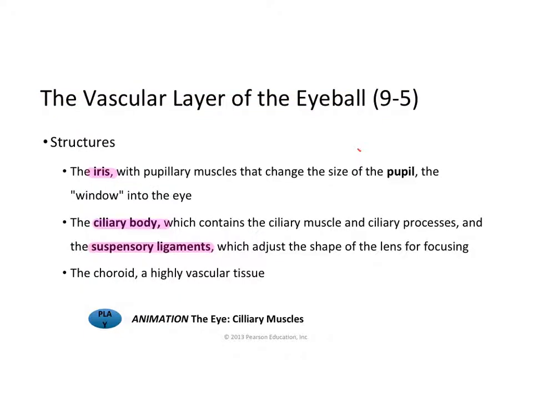The vascular eyeball has some structures we need to know about. Number one is the iris. The iris has the pupillary muscles that change the size of the pupil, the window to the eye. Then the ciliary body, which contains the ciliary muscle and the ciliary processes, and the suspensory ligaments, which adjust the shape of the lens for focusing.